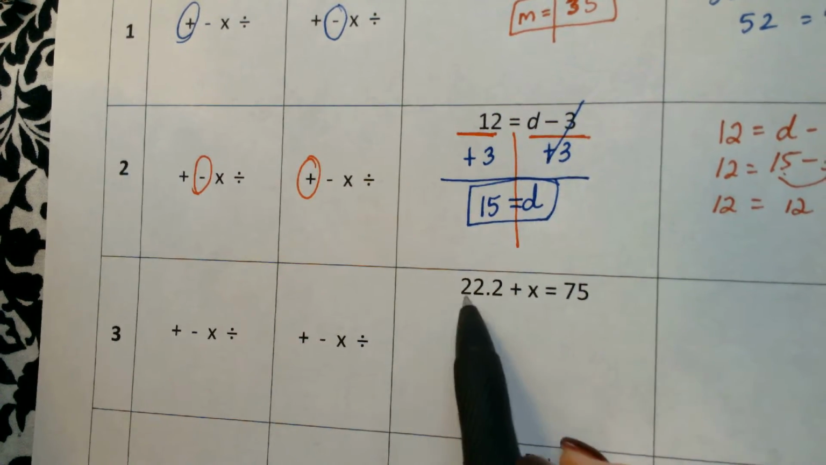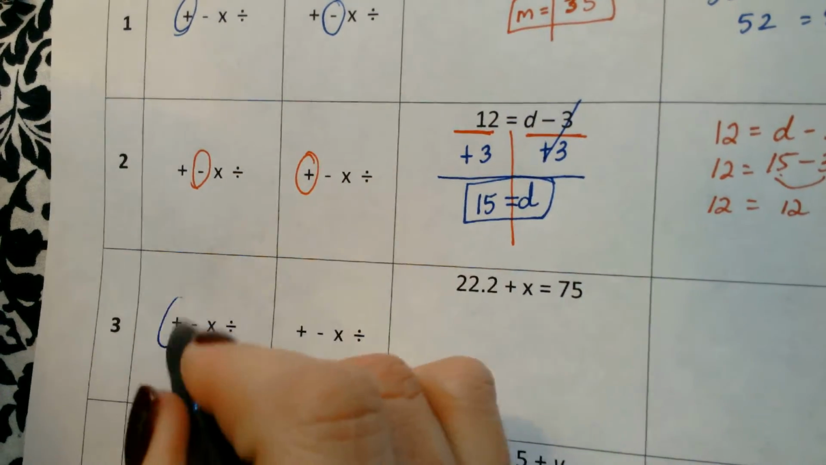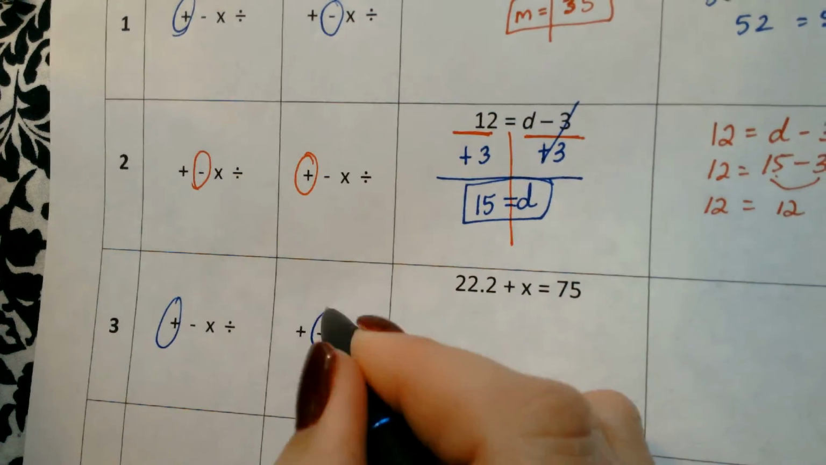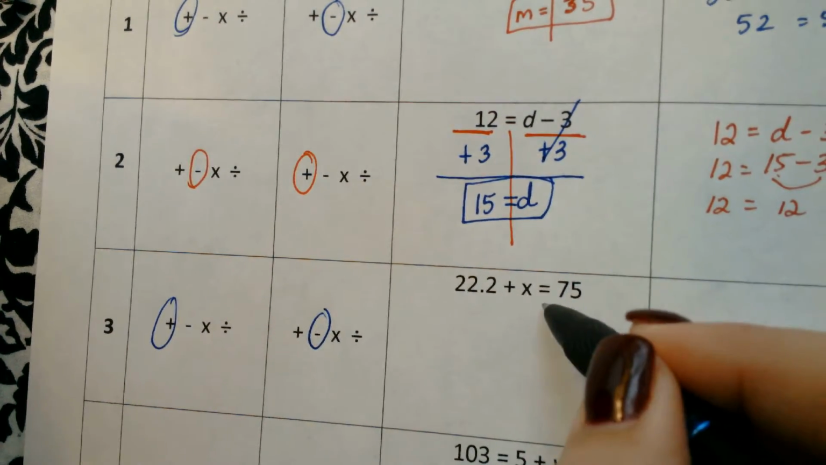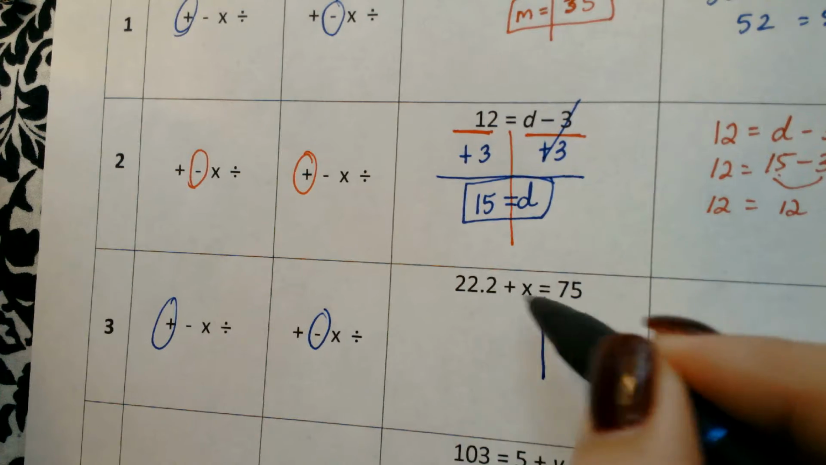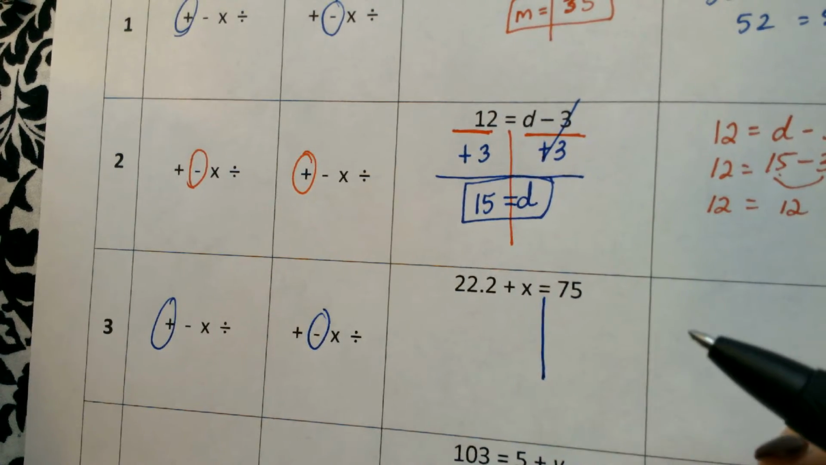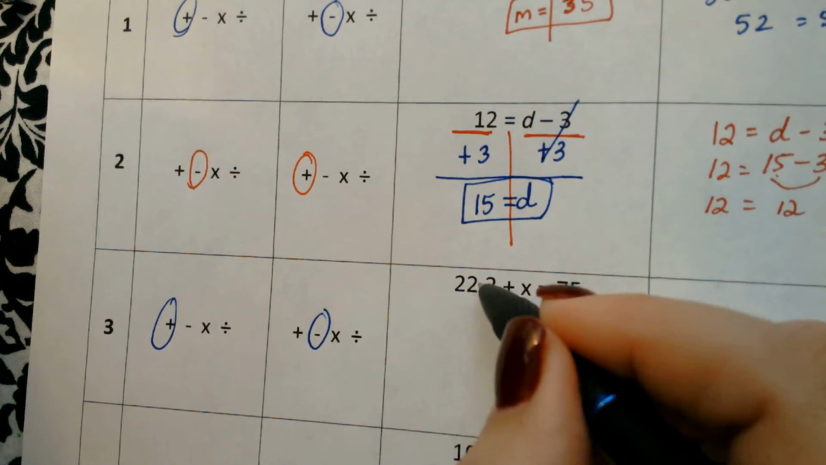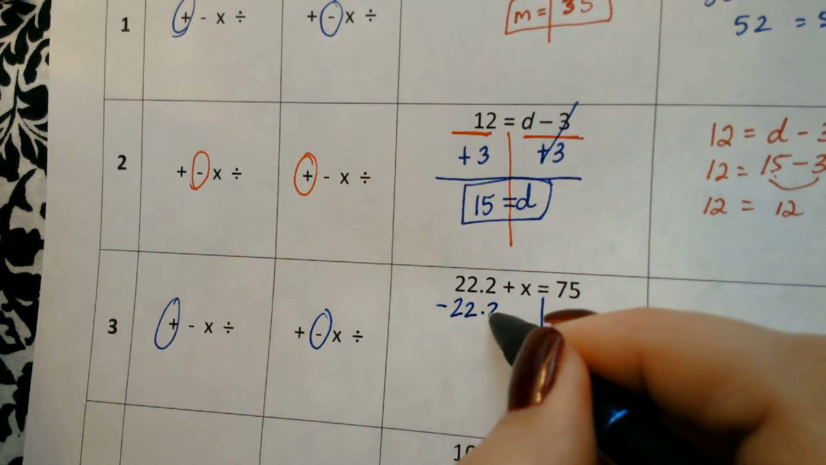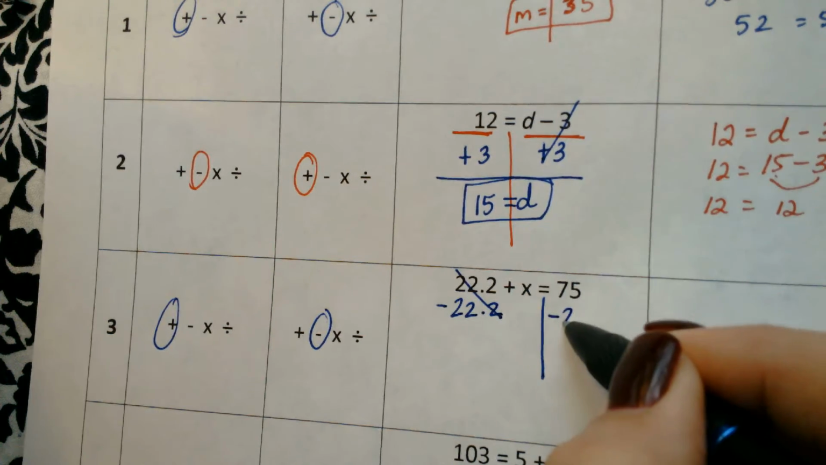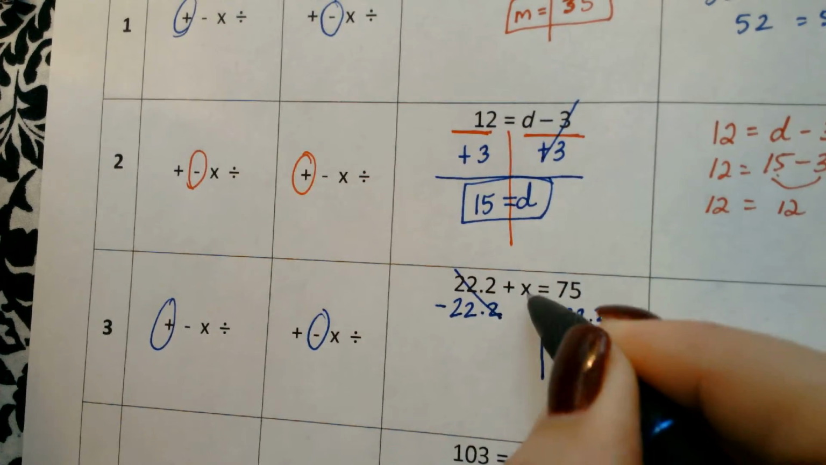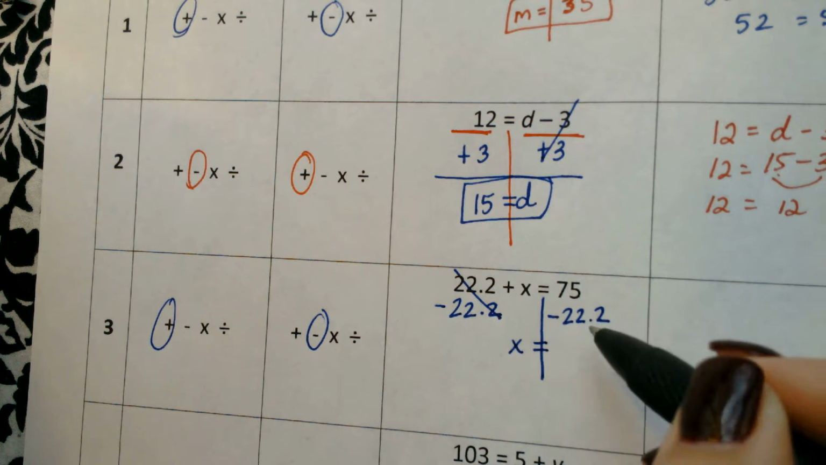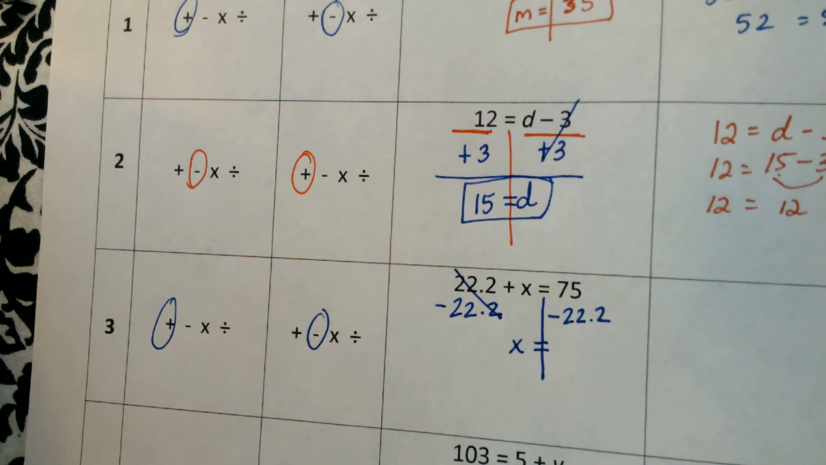First thing we do is look at the equation. What operation are we doing? We're doing addition. What's the opposite of addition? What's the inverse? It is subtraction. So here's my wall. I'm looking on this side. I'm trying to move things away from the x, away from the variable. So here we have plus. We're going to actually subtract the 22.2. And I'm going to subtract 22.2. What am I left with? X equals, and now I have to do 75 minus 22.2.